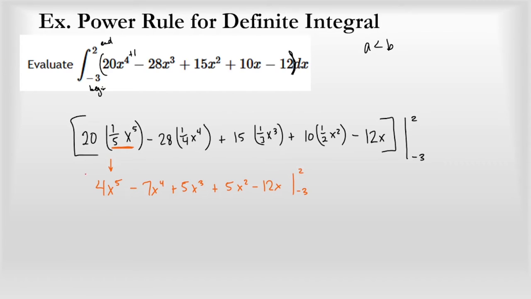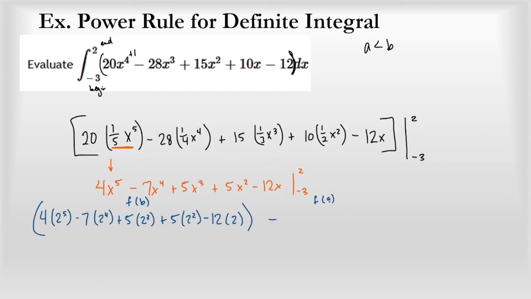What we're going to do is evaluate this function at 2. Wherever x is, I'm going to put in 2, and then I'm going to subtract off the same thing, but -3. So 4 times 2 to the 5th minus 7 times 2 to the 4th plus 5 times 2 cubed plus 5 times 2 squared minus 12 times 2. That's the first term, right? This is f of b. We're going to subtract off f of a.